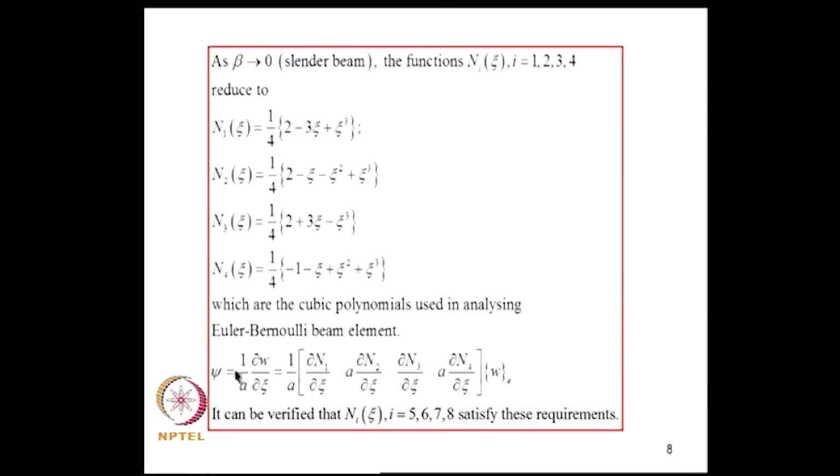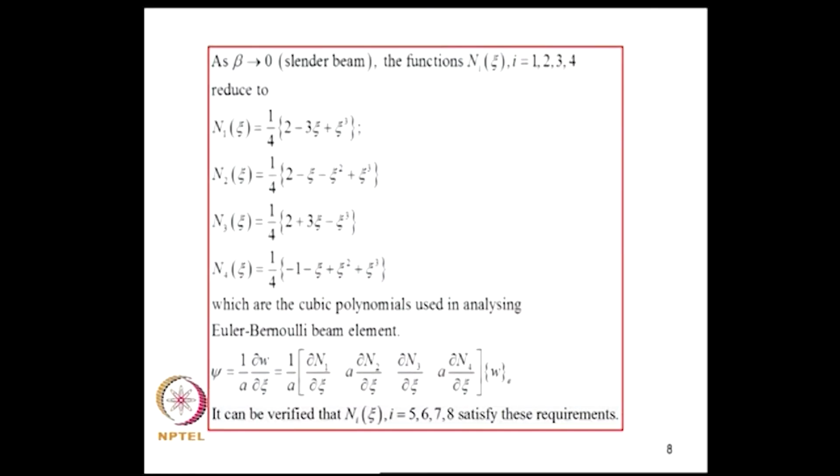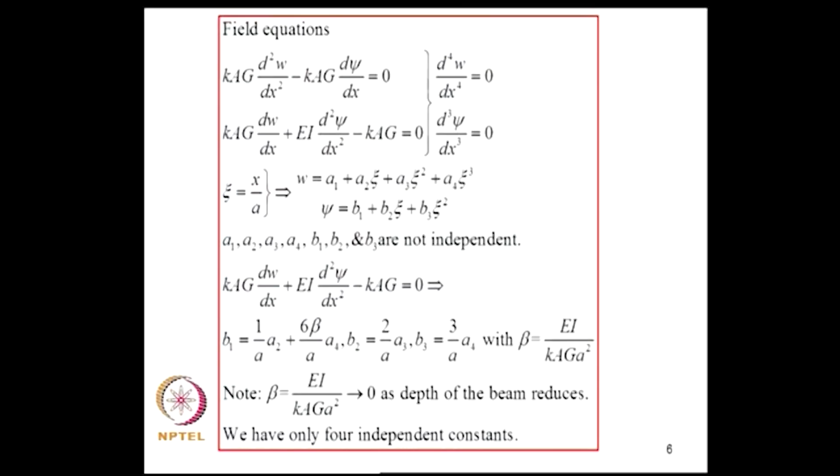Similarly, if I now take psi as ∂W/∂psi, I get this, and it can be verified that the functions listed here, N1 to N7, N8, satisfy these requirements. That means, in the limit of the analysis being applied to a slender beam, we recover what we considered for an Euler-Bernoulli beam. So, that is embedded in the way we are interpolating here.